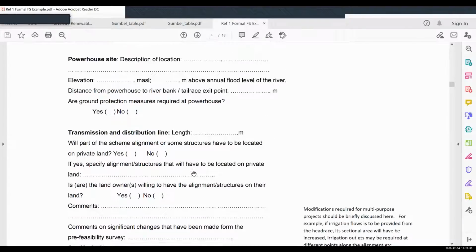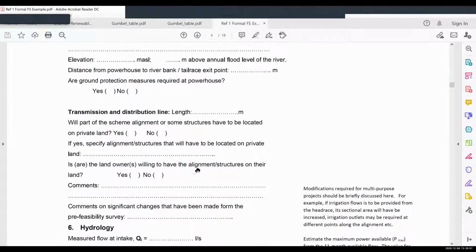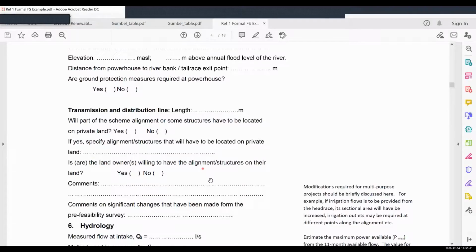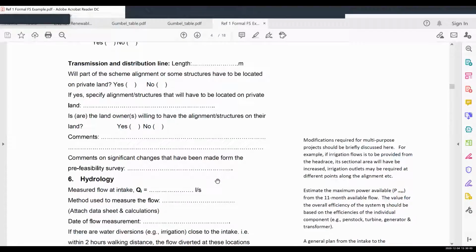Then, of course, you also need to make sure that your transmission and distribution lines are there. Okay, I mean estimates for that one.